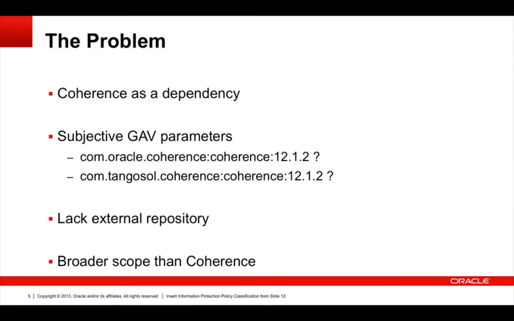So we hope that standardizing the GAV parameters for Coherence within the Maven notation and shipping with that Maven notation would solve this problem. We also lack an external repository. So unlike with some other components such as SLF4J or JUnit, which are available via public repositories and can be depended on without downloading from another distribution, unfortunately we lack that as a facility today. And like I mentioned before, it is a broader scope than Coherence. We do think this is applicable to other Fusion Middleware components.